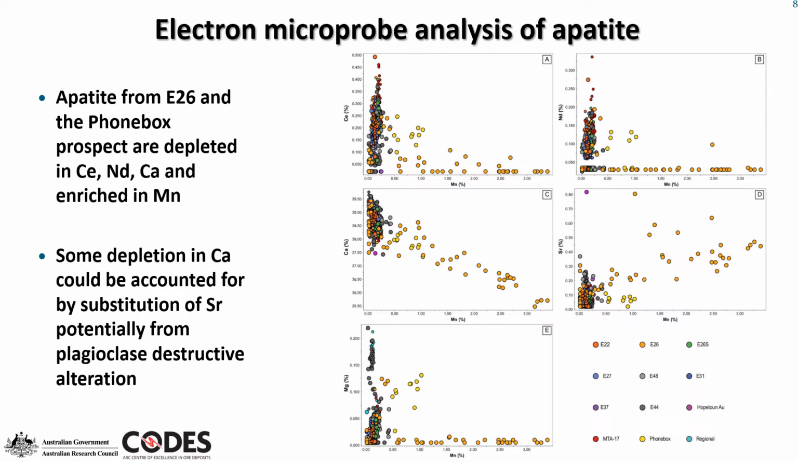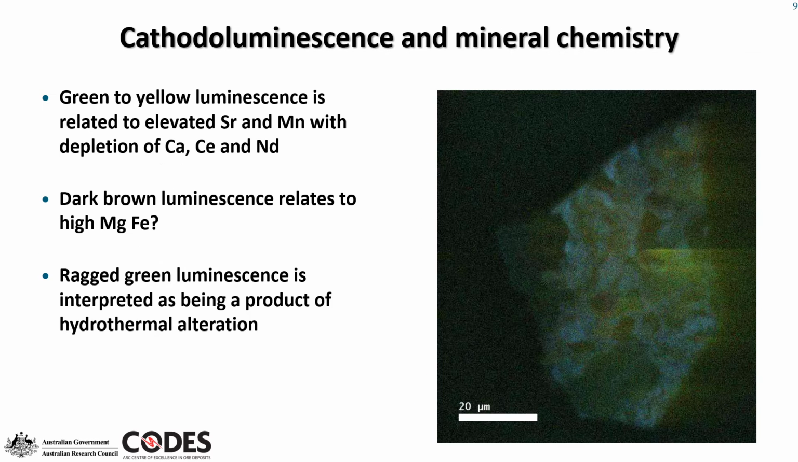So to tie the two together, the colour cathodoluminescence and the mineral chemistry, we went back through and carefully looked at each grain and determined that green to yellow luminescence is related to that elevated strontium and manganese with depletion in calcium and the light rare earth elements. The dark brown luminescence is related to high magnesium and iron, from what we could determine, and from that we figured that the ragged green luminescence is a product of hydrothermal alteration and recrystallisation.